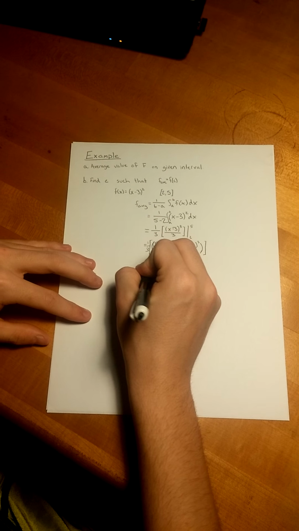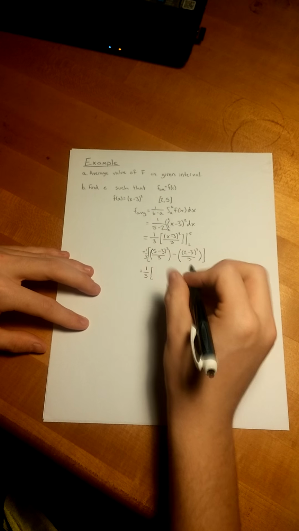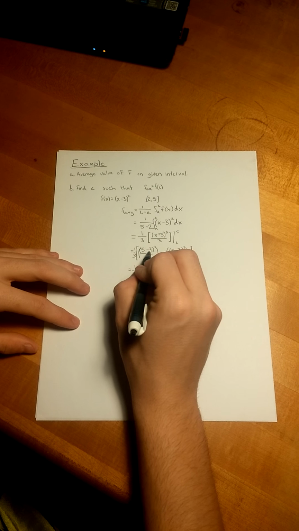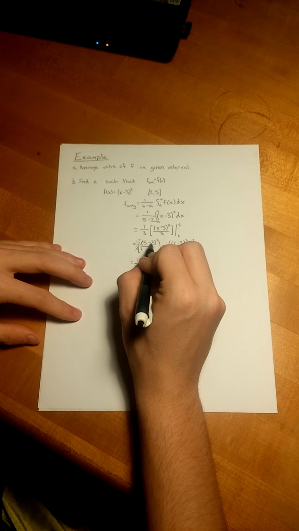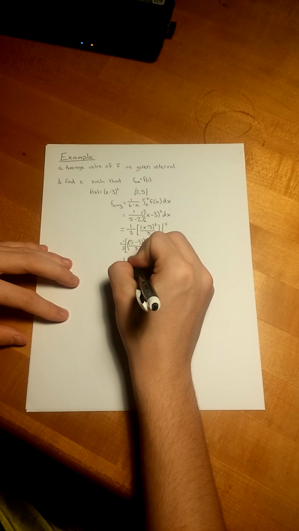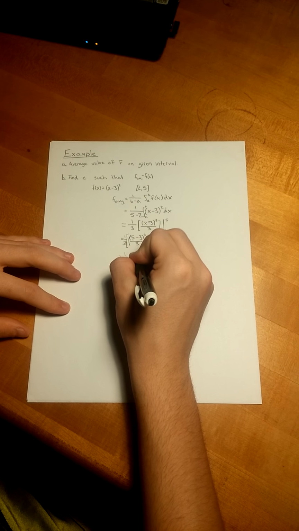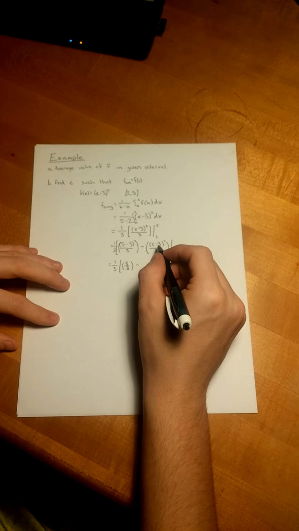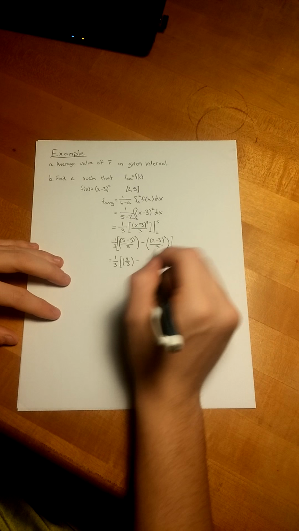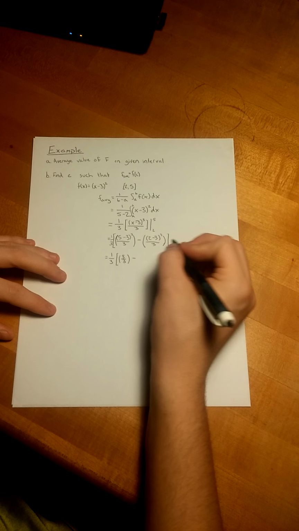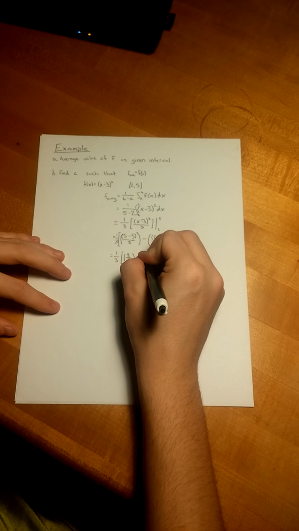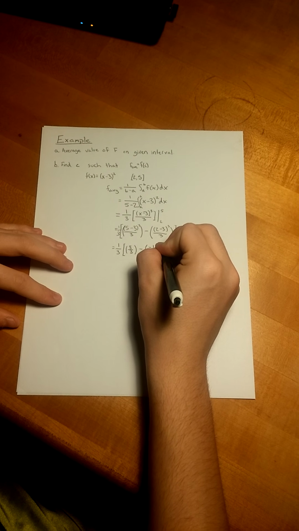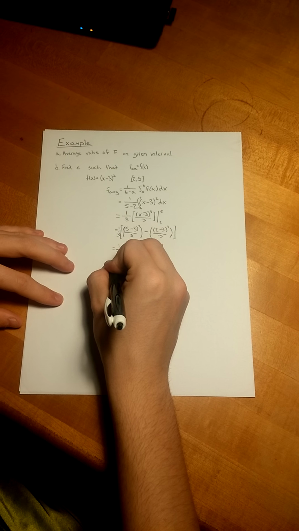So we have 1/3, open brackets, that's 8, because 5 minus 3 equals 2, and cubing that equals 8. So we have 8/3. Subtract, 2 minus 3 is -1, and cubing -1 equals -1. So we have minus -1/3, close parentheses, close bracket.